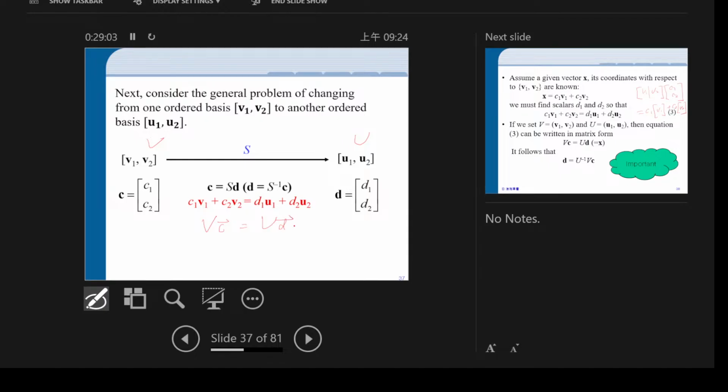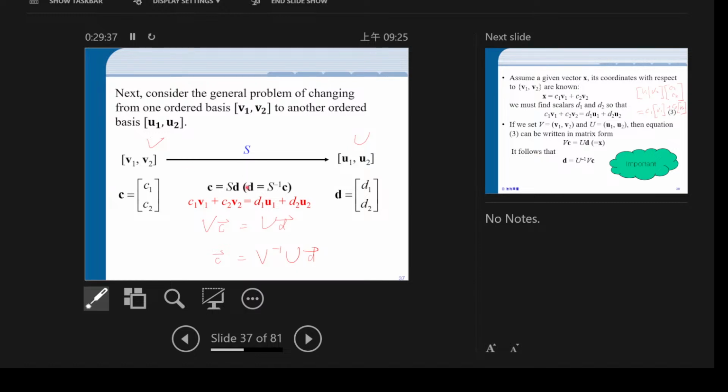Okay, and from here we can get a relationship between c and d. Once again, because v1, v2 is a basis and u1, u2 is a basis, both the V and the U will be invertible, non-singular. So we can move this V to the other side by inverse. We just have the c vector equal to V inverse times the U matrix times the d vector. And so we have found this S vector.